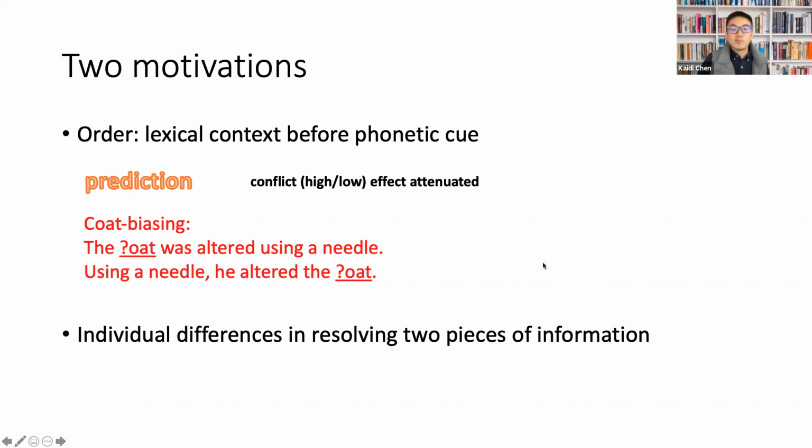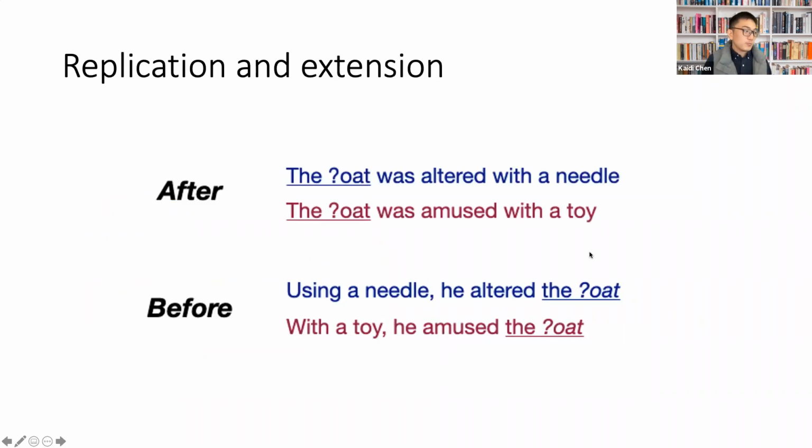And number two, since individual differences are related to receptive language competence, and people's receptive language competence varies, we may expect individual differences in resolving the two pieces of information, either phonetic or semantic. So some may show a larger lexical context effect, while some may show a smaller lexical context effect. So those are the two predictions for our study.